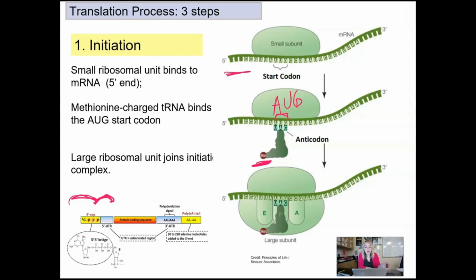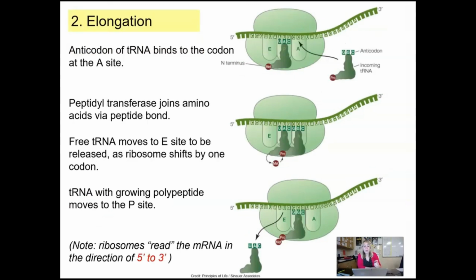And then the large subunit is recruited to the scene, and both of these units are going to join together like a puzzle piece. No covalent bonding happening there, but just like a puzzle piece that's going to hold everything together and read that mRNA. So the next process that happens after initiation is elongation.